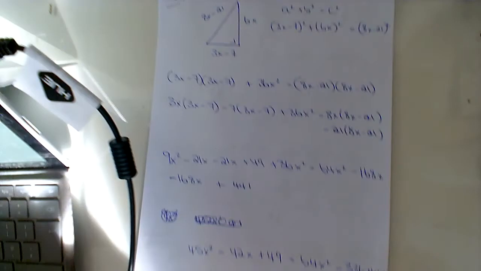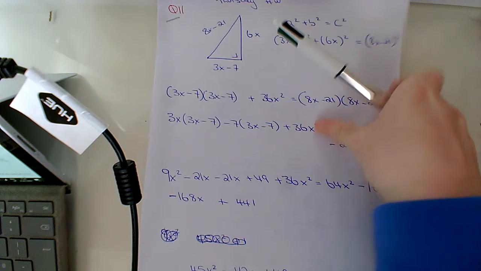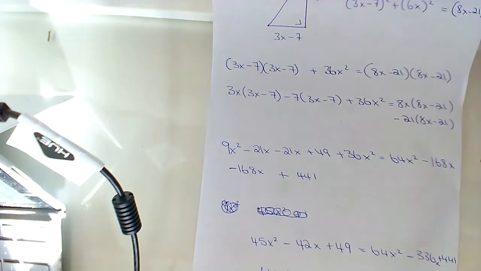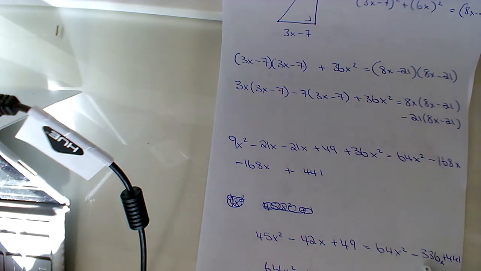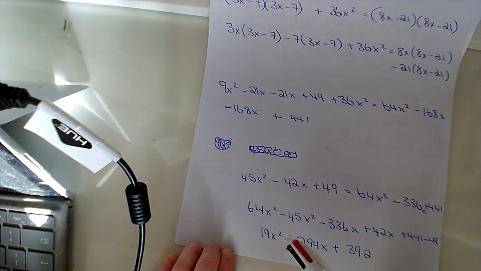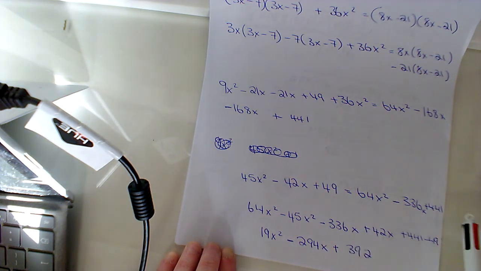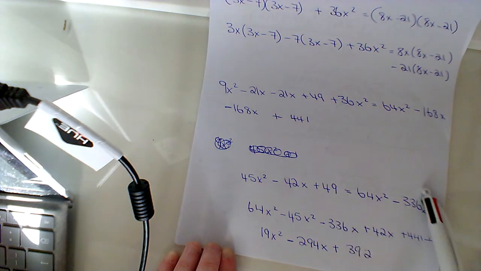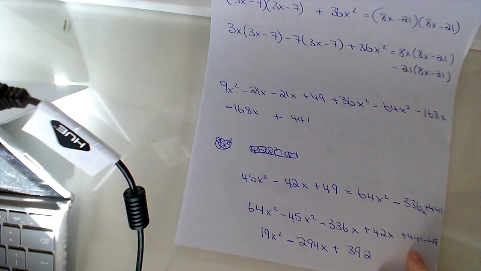Okay, so I tidied up the left hand side first, bringing my like terms together. I have my 9x squared plus my 36x squared, which gives me 45x squared minus 42x plus 49. Then I tidy up my right hand side and I have 64x squared minus 336x plus 441. And then I bring everything over to the right hand side. So I have 64x squared, this becomes minus 45x squared. Minus 336x, bring this over, it becomes plus 42x. Plus 441, bring over my 49 and it becomes minus 49, and I'm left with 19x squared minus 294x plus 392.